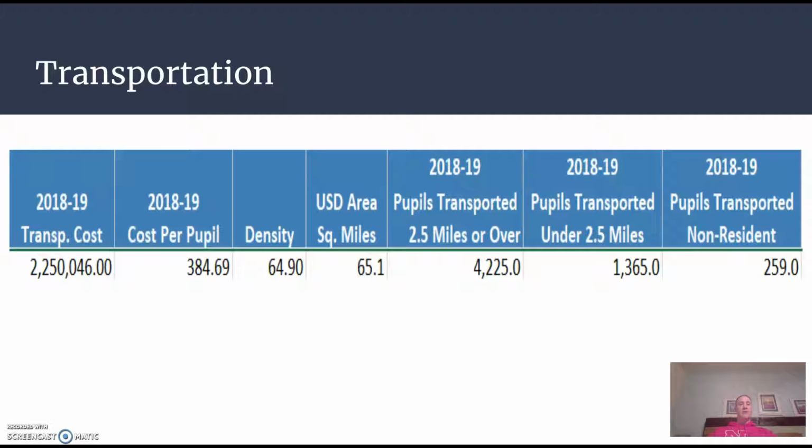As far as transportation, $2,250,046. It shows the cost per pupil at $384. And I found it interesting that within our district, which is somewhat urban, but also has a nice population of rural and hazardous type roadways that you would have to maybe transport students across, especially if it's over the 2.5 miles. Out of around 6,000 students that we have, 4,225 are transported. So that's a pretty hefty job to put onto the transportation.